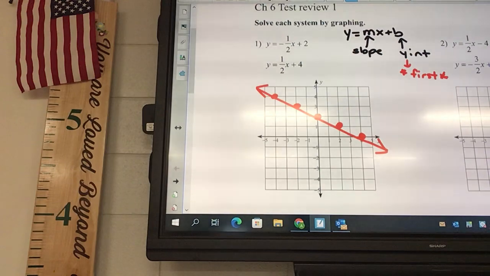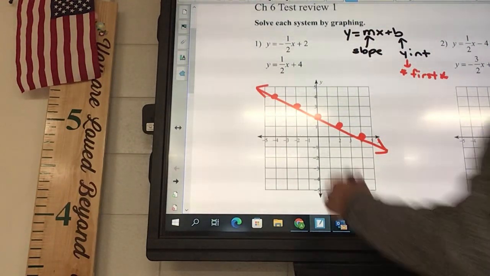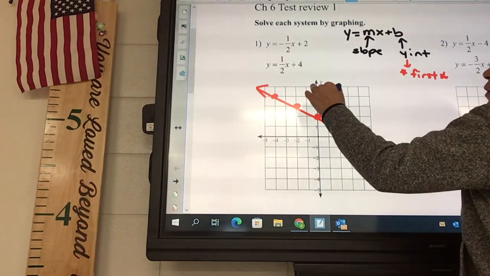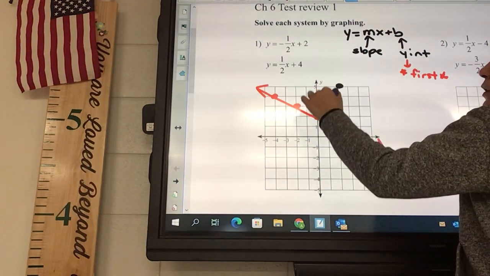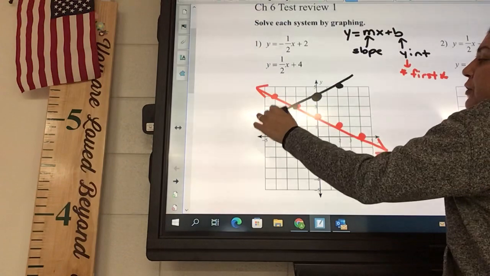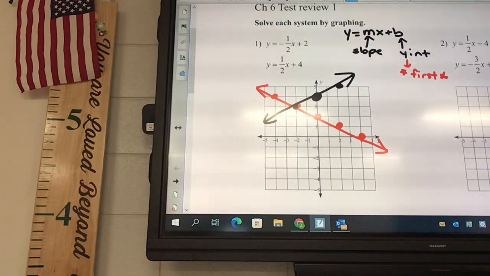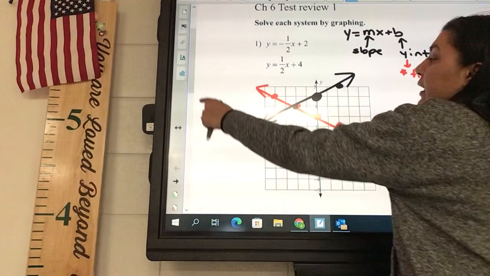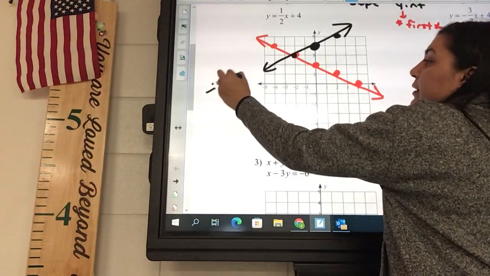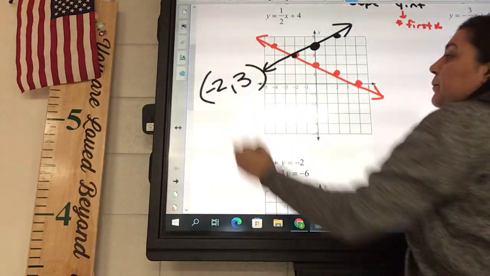Line 2, where does it start? At positive 4. What is its slope? Yeah, so we're going to go up 1 over 2, or you can go down 1 over 2. Once you find the intersection point, you don't need to plot any more points. Okay? What is that intersection point? Negative 2, 3. That is our answer, negative 2, 3.